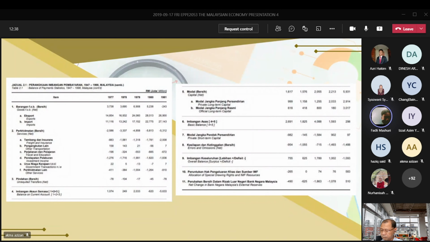So to better understand this equation, let's look at Malaysia's balance of payment data series. Next slide. I took the balance of payments from year 1977 to 1981 as an example. On the left-hand side, this is a summary of data for the current account, where as you can see, there are three minor components in the current account: the first one is balance of trade involving exports and imports, the second one is services, and the third one is transfer.